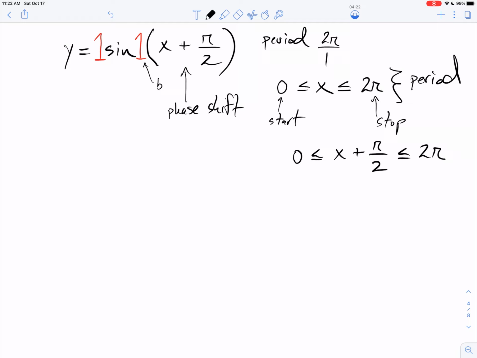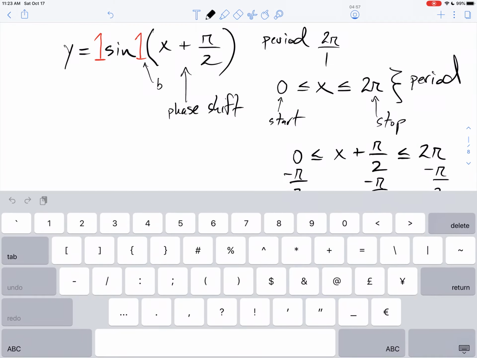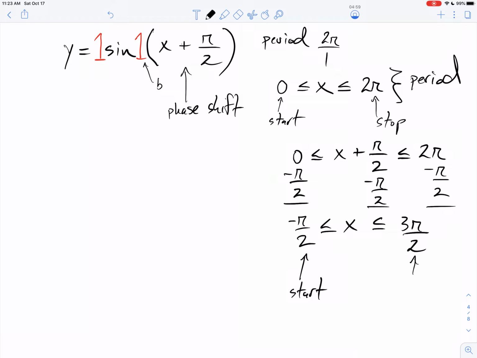And now I'm going to solve by doing this. I'm going to take away pi over 2 here, pi over 2 here, I'm going to take it away from that. What that does now is that 0 take away negative pi halves is negative pi halves. And then 2 pi take away pi halves is 3 pi halves. So here we go. This is now where my graph is going to start. And this is now where my graph is going to stop if I'm going to graph it over one period.